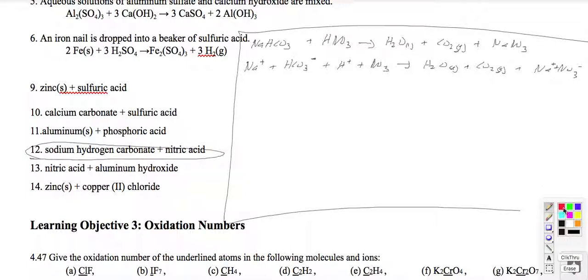So we can start canceling things out. Sodium's going to cancel. Nitrate's going to cancel. And then we're left with our bicarbonate and hydrogen mixed with water and carbon dioxide. Sorry, bicarbonate is another word for hydrogen carbonate. There we go.